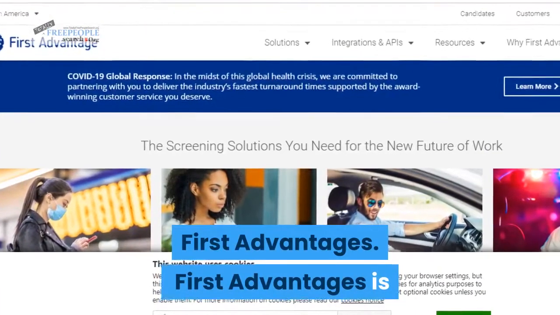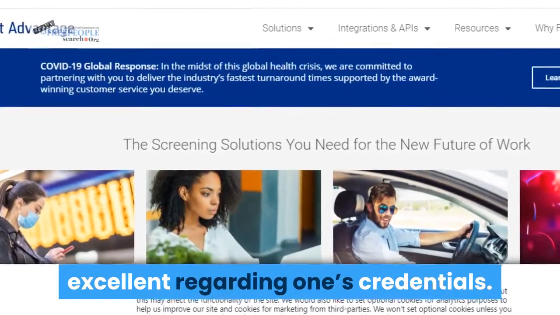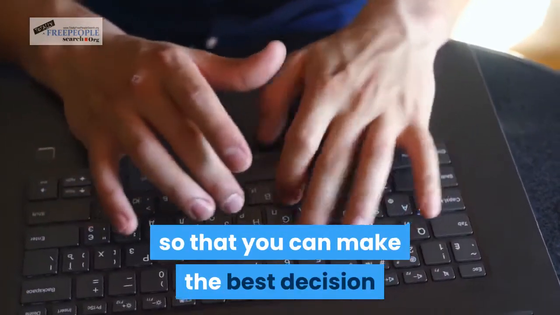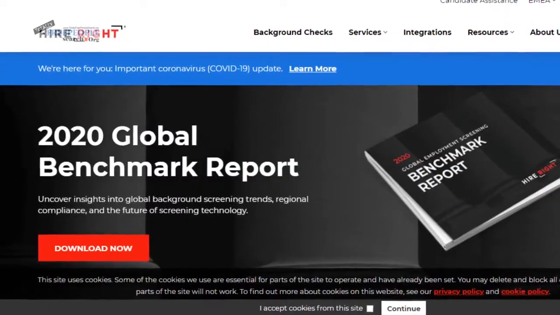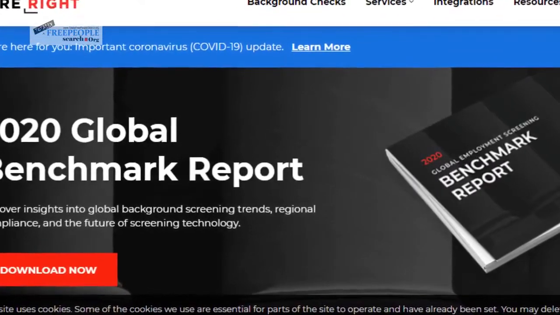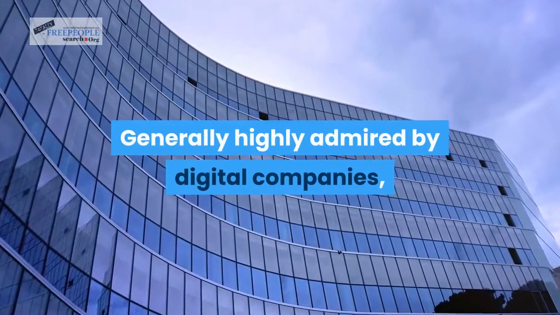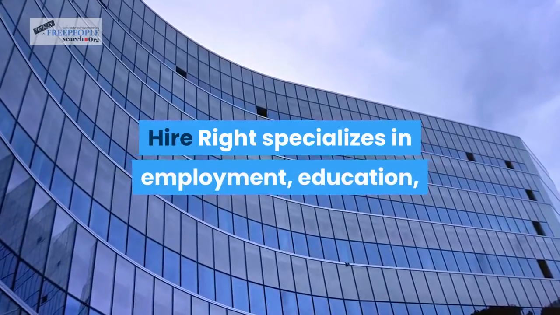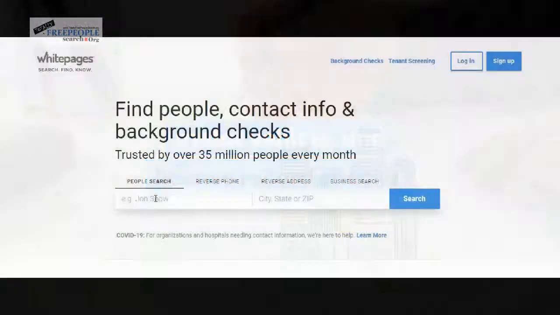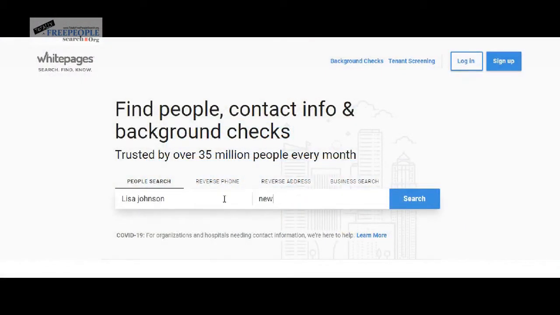First Advantage. First Advantage is excellent regarding one's credentials. From criminal to social media searches, they cover everything so that you can make the best decision while hiring your desired employee. HireRight. HireRight is one of the global leaders today. They provide excellent screening services for companies that are looking to hire. Generally highly admired by digital companies, HireRight specializes in employment, education, criminal records, credit history, motor vehicle, and license record checks. Free White Pages. You can also take a few minutes to check out how you can use these to find someone's previous or even current address and other details.